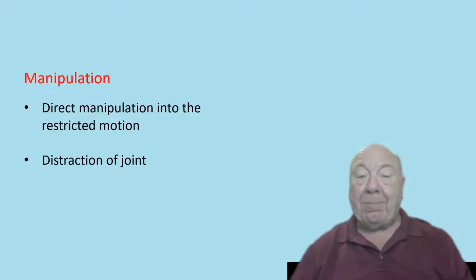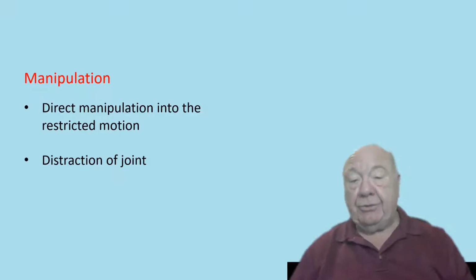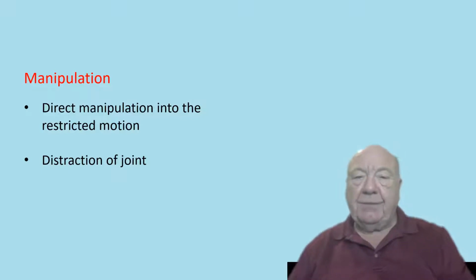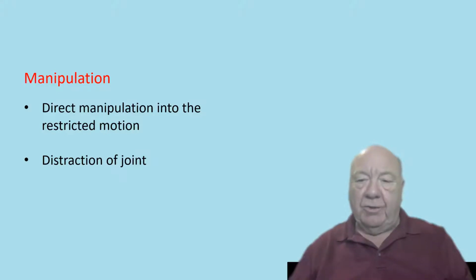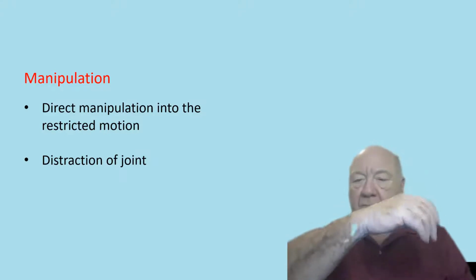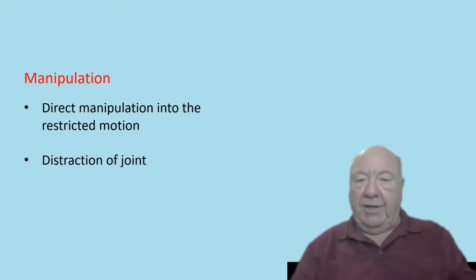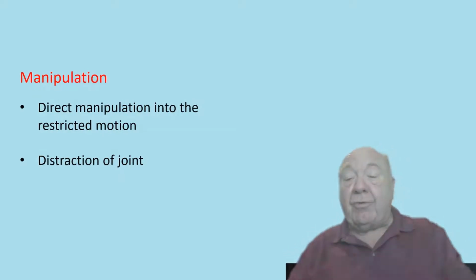Okay, so we're going to manipulate the joint. Now there's a couple of different ways you can do this. We're not talking about loose body manipulations, but subluxation manipulations. So we can either directly manipulate the restricted motion. For example, a carpal that's gone dorsal, we can basically thrust it palmally. Now this is generally done under distraction.